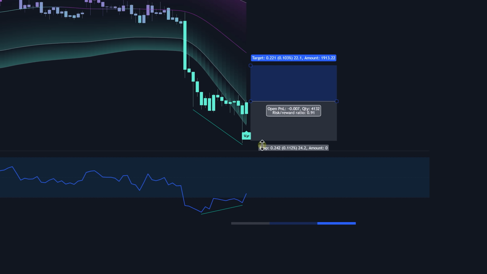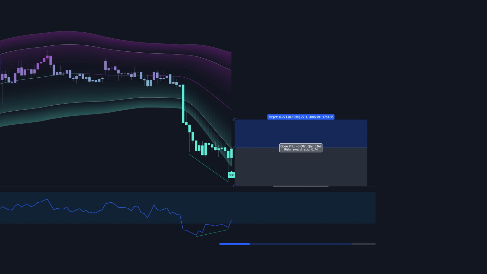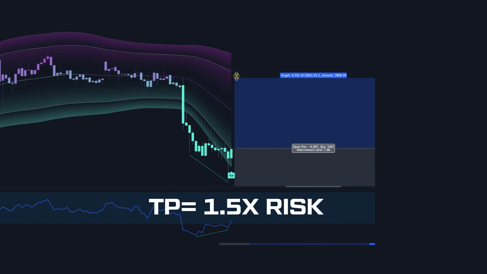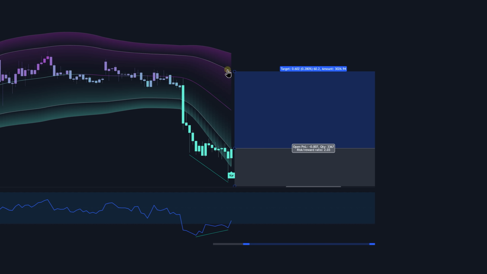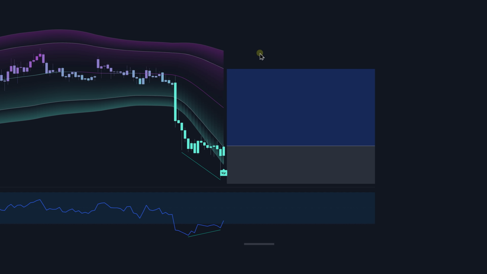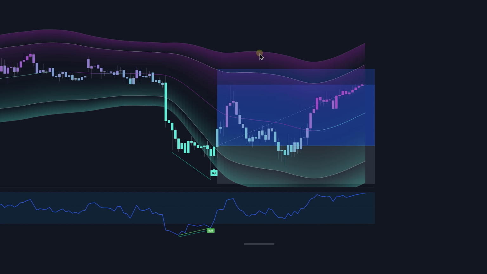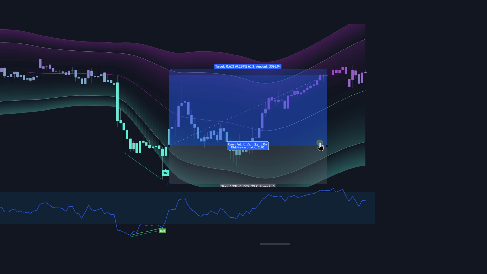Place your stop loss below the most recent swing low. For the take profit, you can target 1.5 times the risk, or you can use the upper inner band, which is this one right here, as your target. Letting the trade run, and as you can see, ladies and gentlemen, the trade would have been profitable.